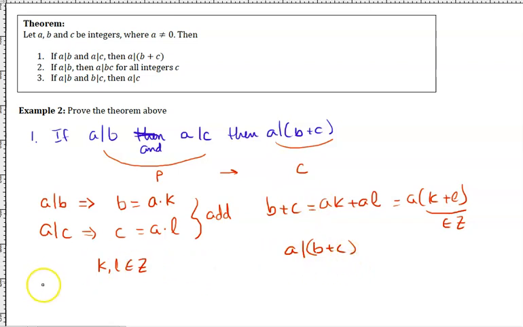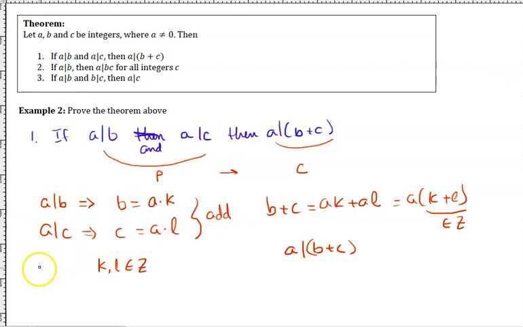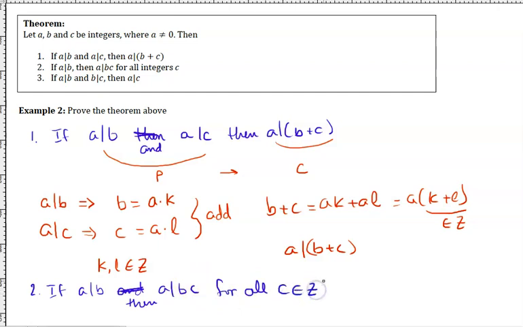That's helpful. Let's look at number 2 now, a similar kind of proof. Number 2 says that if a divides b, then a divides bc for all integers c.